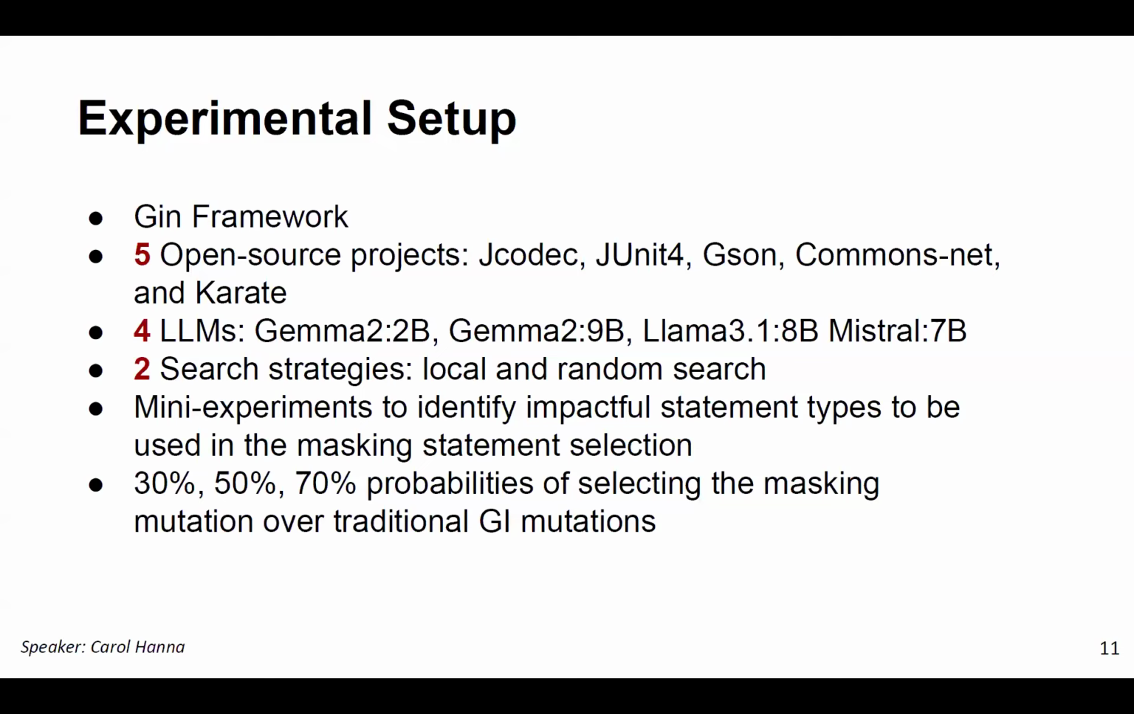And finally, I had mentioned that we combined the LLM operator with the traditional GI mutations, and we did those with 3 probabilities: 30%, 50%, 70%. And that means we prompted the LLM 30%, 50%, or 70% of the time to use the masking operator, and the rest of the time we used GI mutations.